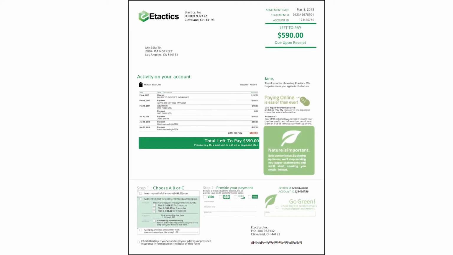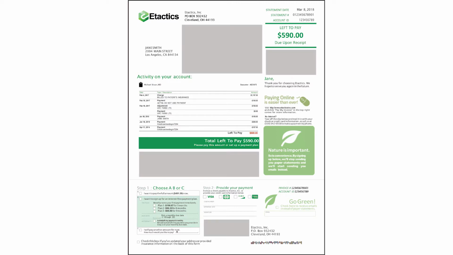Here's our first example. This statement effectively uses different elements to make it appealing and easy to read, but the big takeaway here is how it uses whitespace. Let's go over how its use of whitespace is effective.